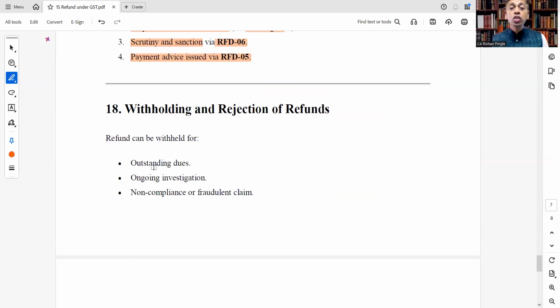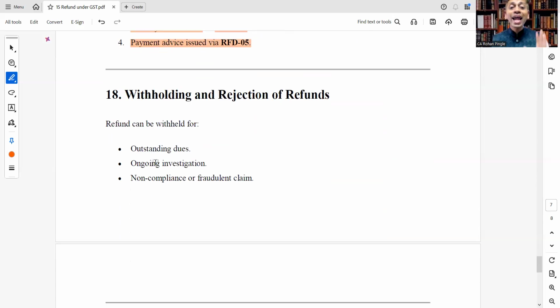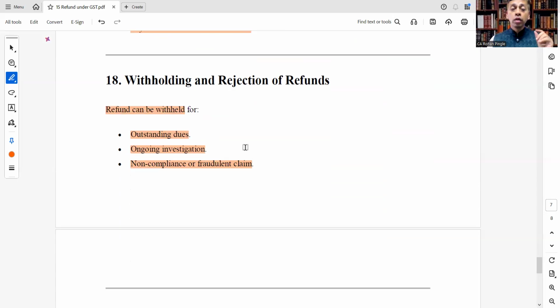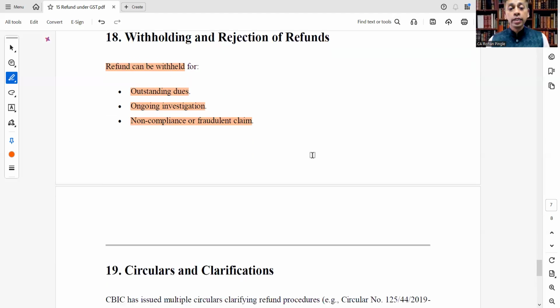Withholding and rejection of refunds. Refund can be withheld for outstanding dues, if any, ongoing investigation, if any, and non-compliance or fraudulent claim. So these are the causes or reasons when the department can withhold the refund even if you have filed the application. But the reason should be given. Okay, the reasons may be outstanding dues, ongoing investigation, or non-compliance or fraudulent claim. In those cases, refund can be withheld.